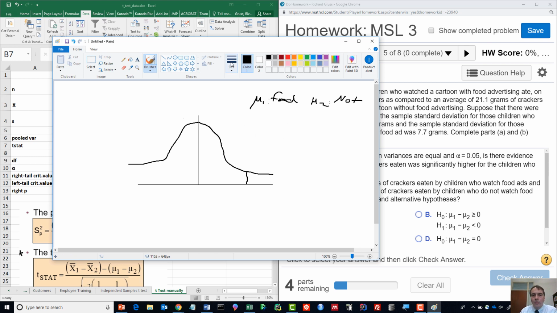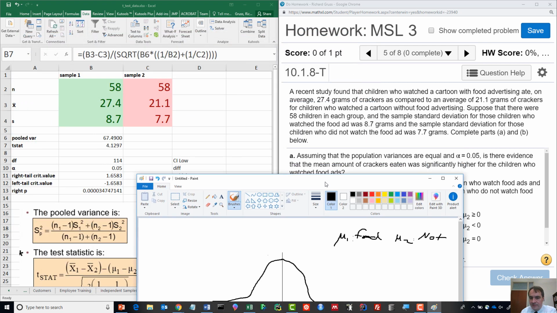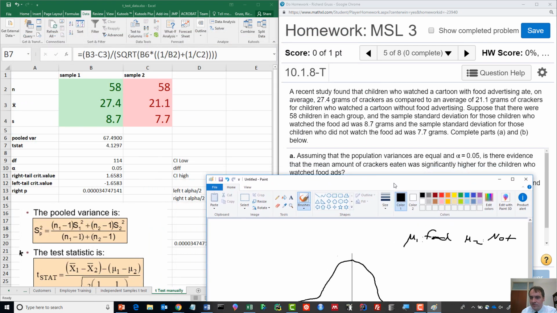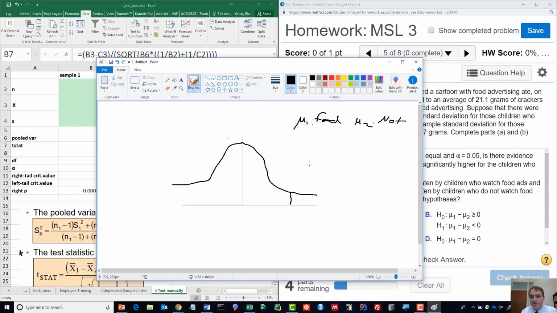Okay, so the question asks us, is there evidence that the mean amount of crackers eaten was higher for children who watched the food ads. So we're interested in the alternative hypothesis, H1, that mu1 is greater than mu2. Okay, so that's what we're asking, and this is going to be our alternative. So we'll set up our null as the opposite of that. Okay, so the opposite of mu1 greater than mu2 is that mu1 is less than or equal to mu2.